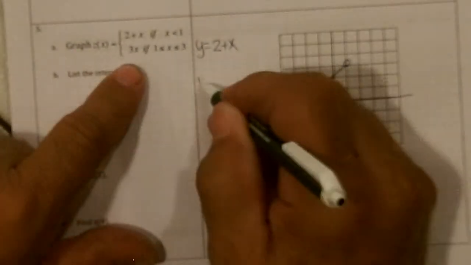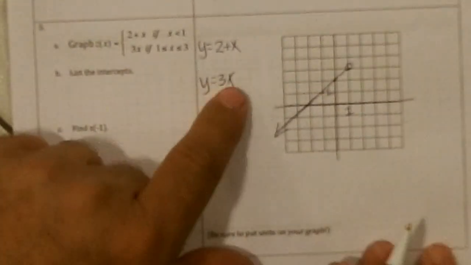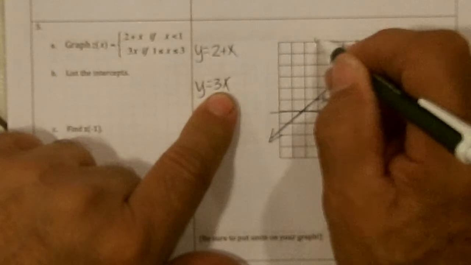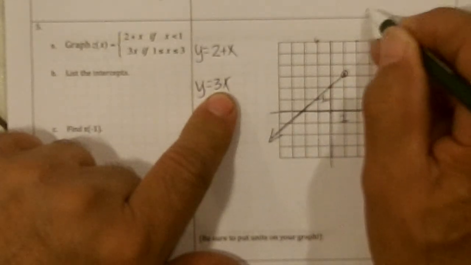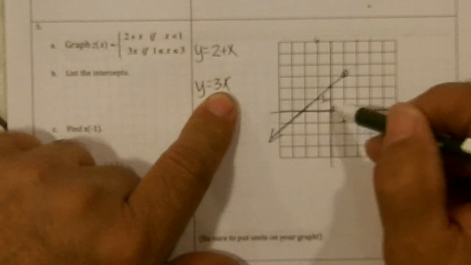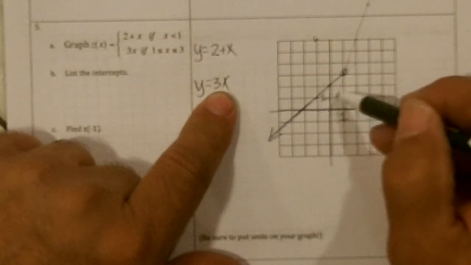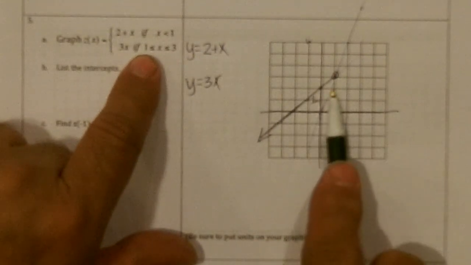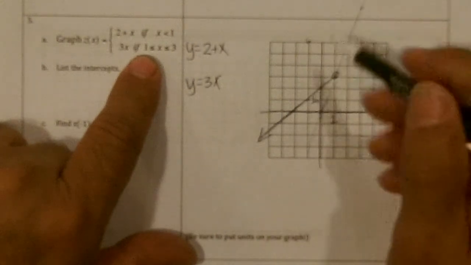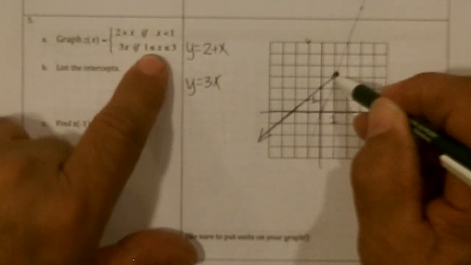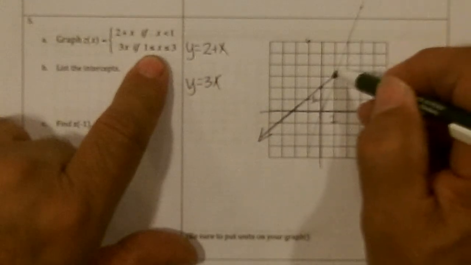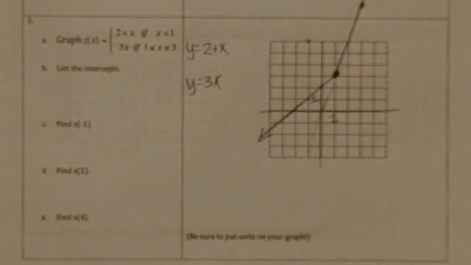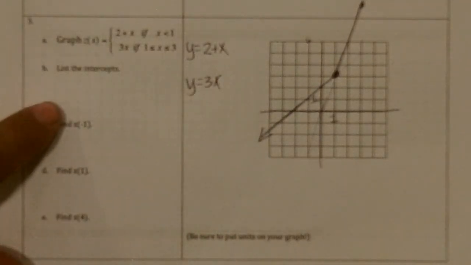y equals 3x. 3 times 0 is 0. 3 times 1 is 3. 3 times 2 is 6. 3 times 3 is 9. So I got a line that's going like this. But I only draw it for the numbers between 1 and 3. So that would start here, and since it can be equal to 1, we actually fill that circle in, and we go up to 3 and we fill that one in. No open circles. It says give the intercepts.